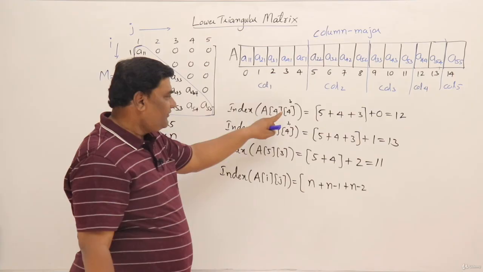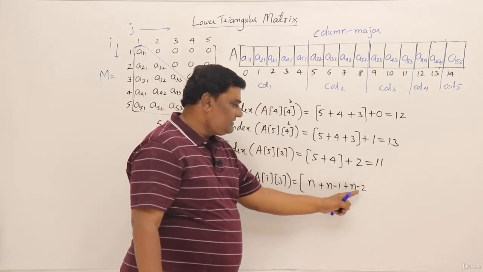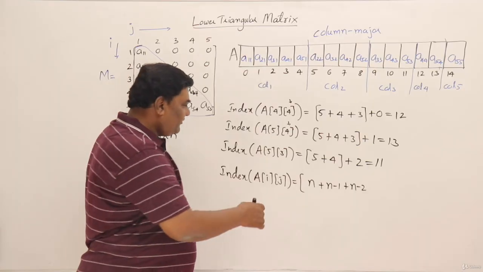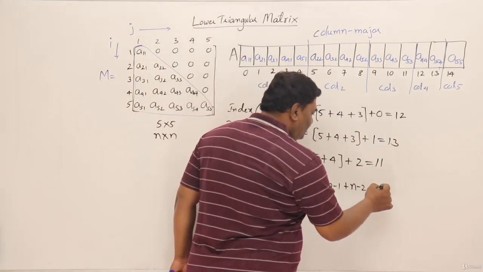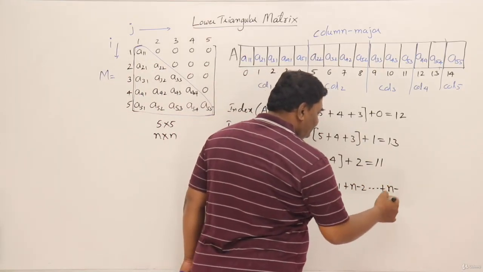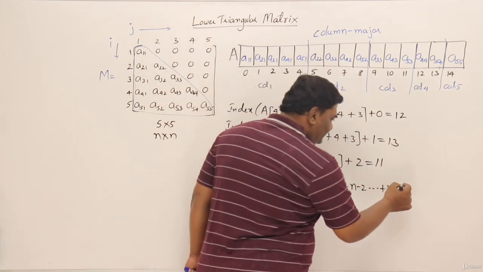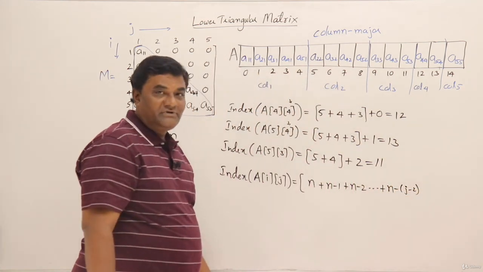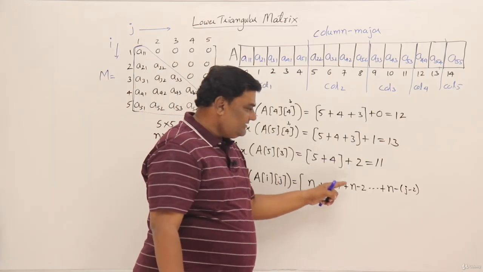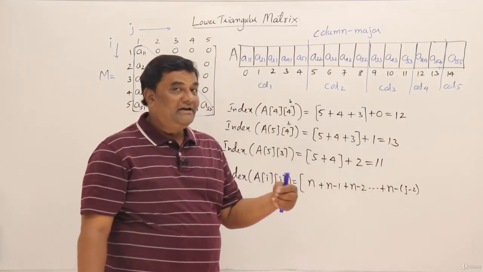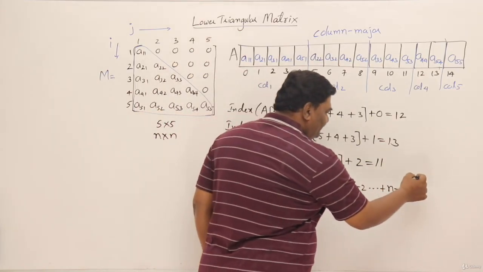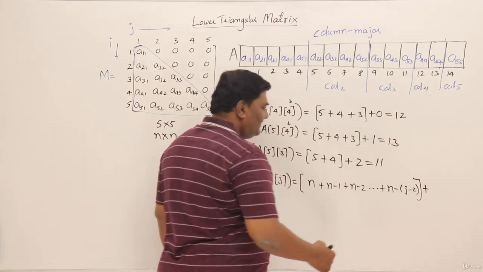So for 4, it was up to 2 times less. And for 3 also, it is 2 times less. So for any general form, this will go on till n minus whatever the j value is, j minus 2. It will go up to j minus 2 times. So n, n minus 1, n minus 2 go on up to n minus of j minus 2. So this has finished within the bracket, then plus.